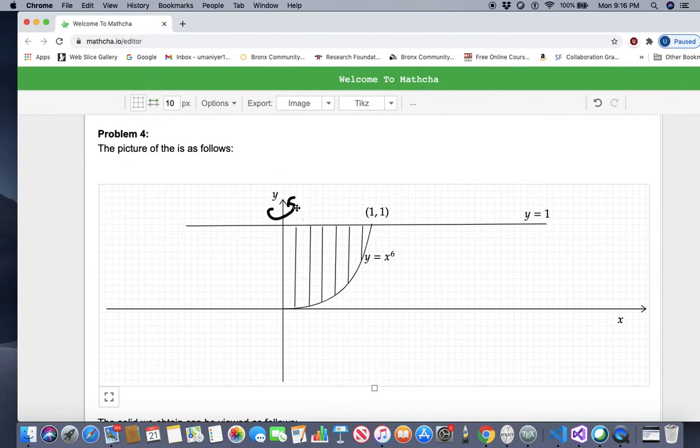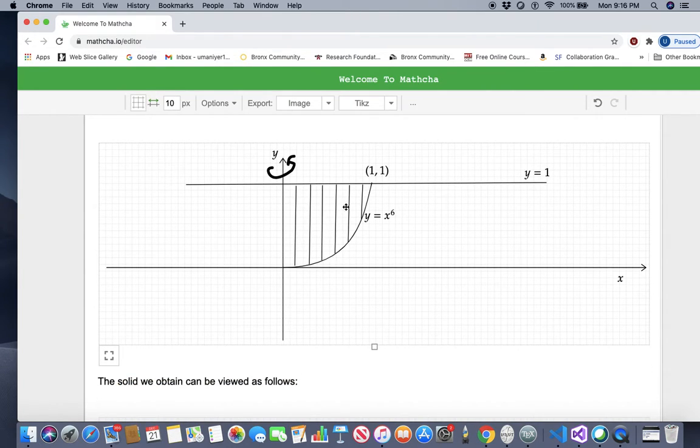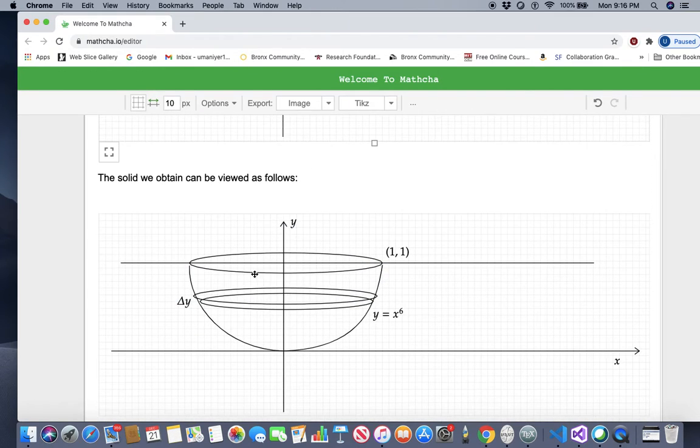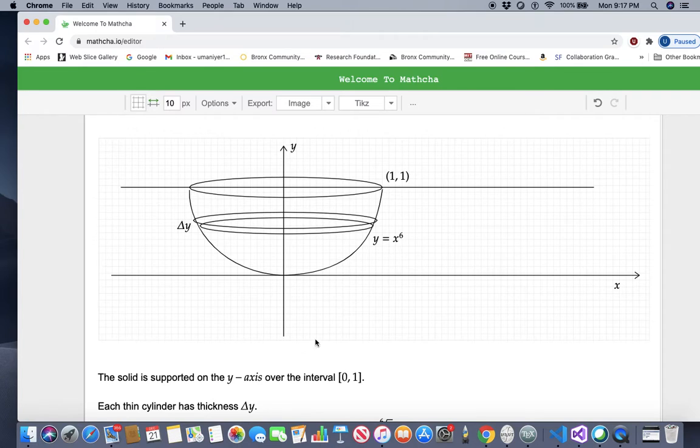So you want to take this region and rotate it about the y-axis. When I rotate this region about the y-axis, this is what we get. It is a solid bowl looking, full solid, right? Because we rotated it about the y-axis, all our slices, cross sections, are horizontal cross sections, which gets us the fact that the solid is supported on the y-axis over the interval 0 to 1, because y equals 1 was the upper bound.